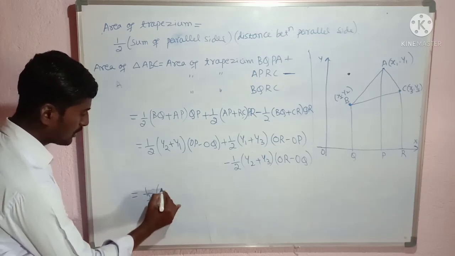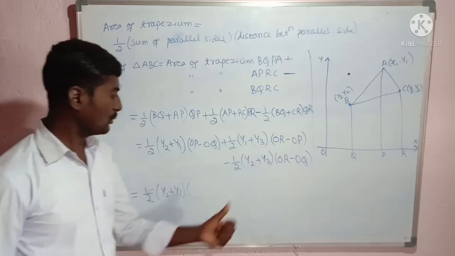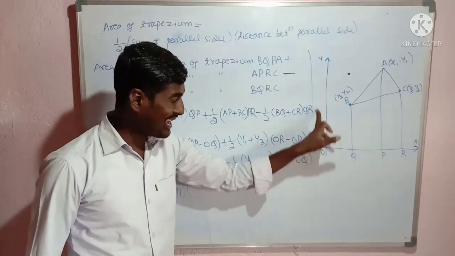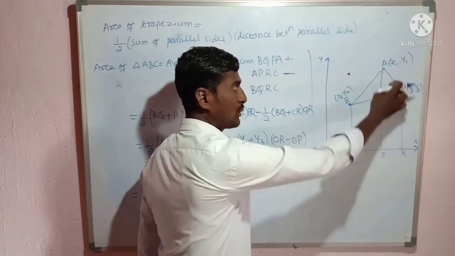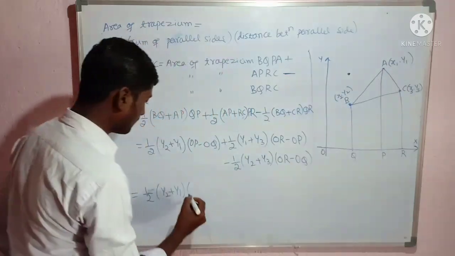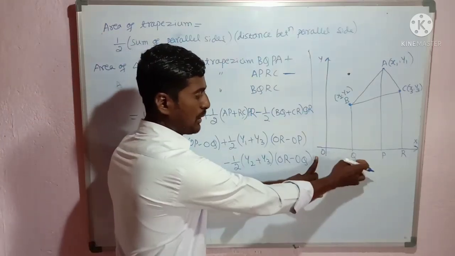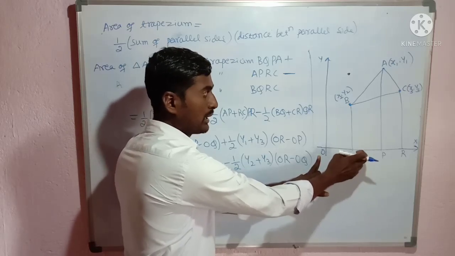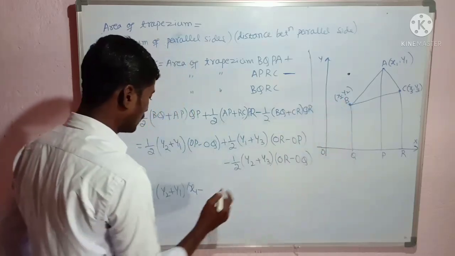Okay. Now again that is equals to 1 by 2 into y2 plus y1, into OP minus OQ. OP, distance of a point from y-axis, that is x coordinate. X coordinate of the point P is nothing but what? X coordinate of the point A. Both are same only. That is x1. x1 minus OQ. So distance of a point Q from y-axis is x coordinate. X coordinate of point Q is nothing but x coordinate of point B. Both are same only. That is x2.